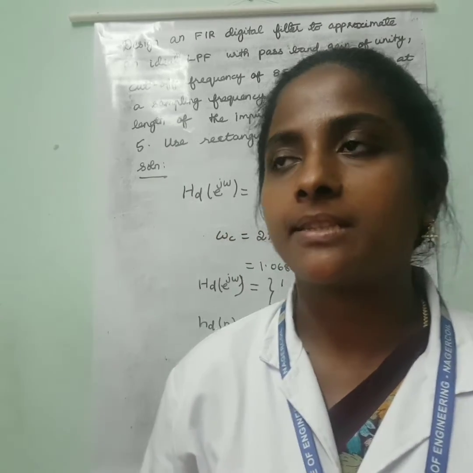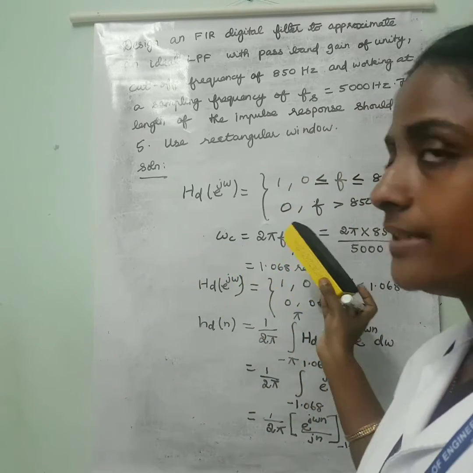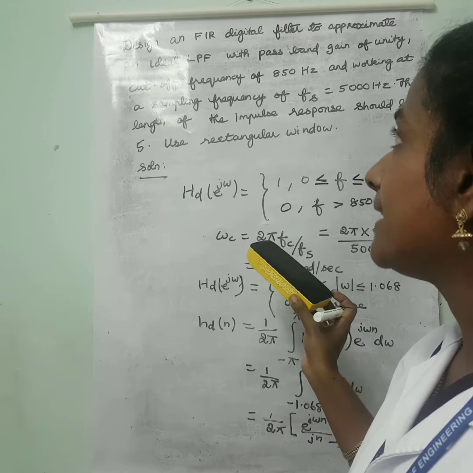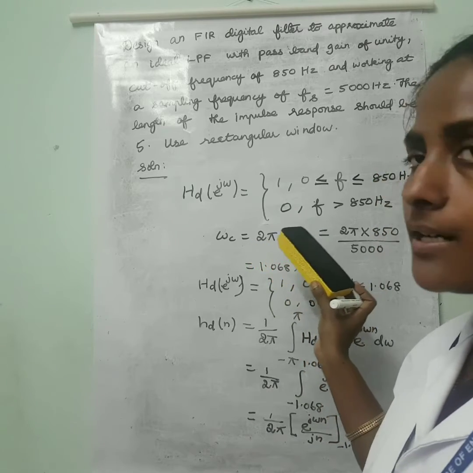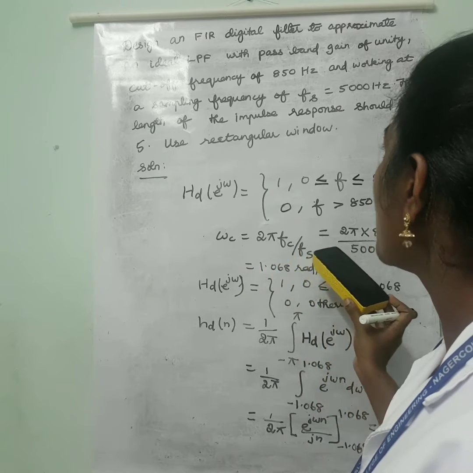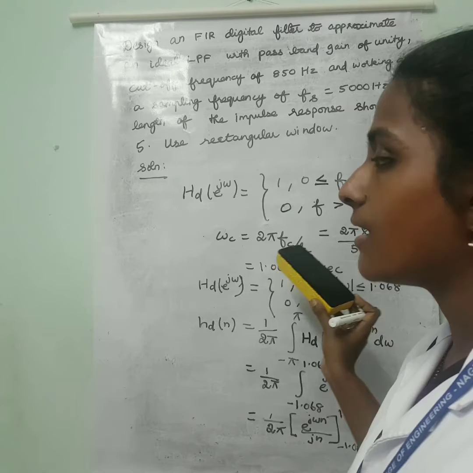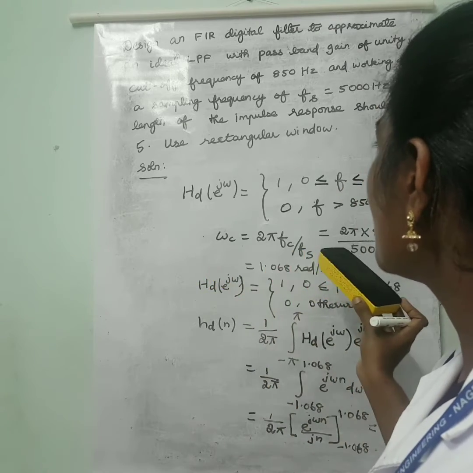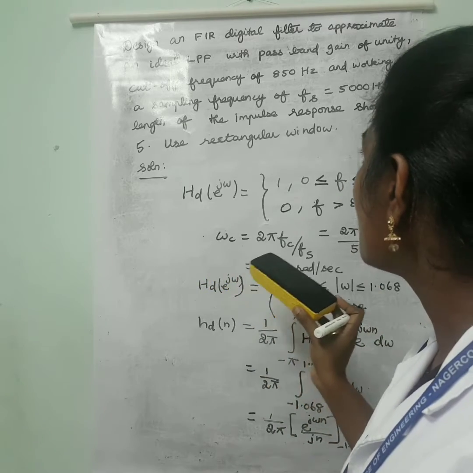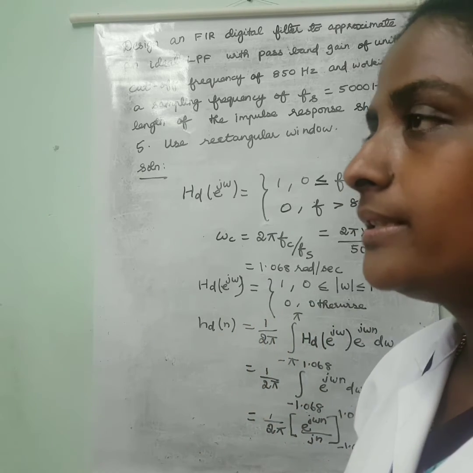Today I am going to teach another problem in the windowing method. The question is: design an FIR digital filter to approximate an ideal low pass filter with a pass band gain of unity, cutoff frequency of 850 Hz and working at a sampling frequency of Fs equal to 5000 Hz. The length of the impulse response should be 5. Use a rectangular window. Here first we have to write the given data.